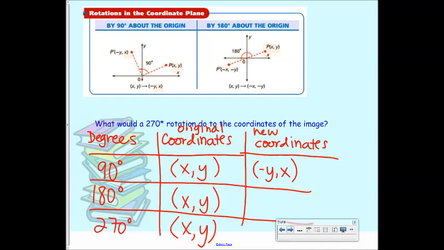So let's say your original point were 2, 6. Your new point, if you rotated 90 degrees, would be negative 6, 2. You flip them, and the y becomes negative. Okay? So if you're trying to figure out how to move it, that's what your coordinates are going to become. We'll look at an example in a second that will illustrate that. Okay? All right. So 180 is just the exact opposite. So it goes from being positive x, y to being negative x, negative y.